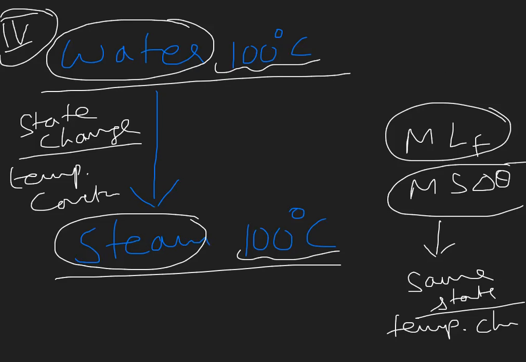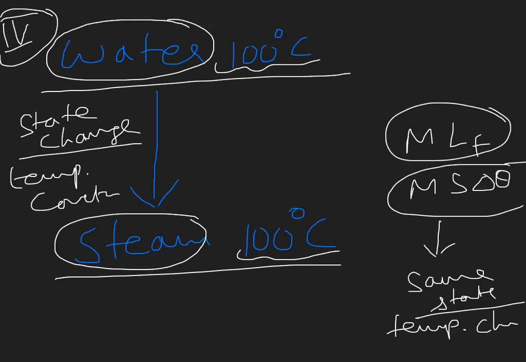And for the above one, what do you have to write? Temperature same, state change. Like that we can write the information here. I hope you are clear with this now, about when we have to use the formula MLF and MS delta theta.